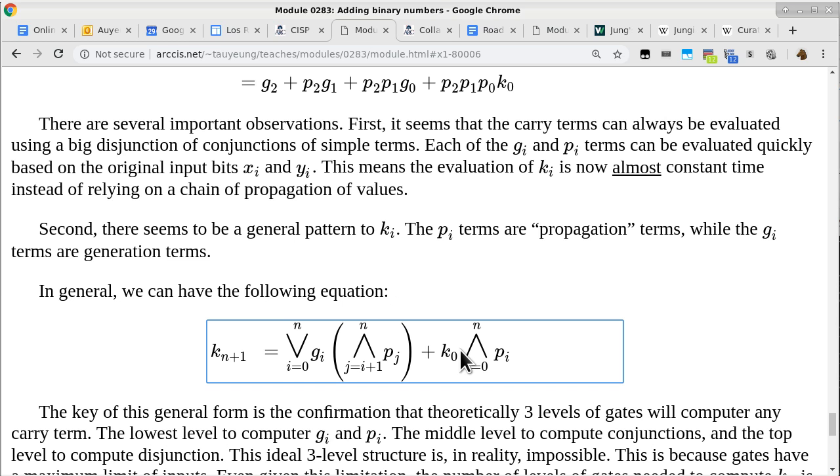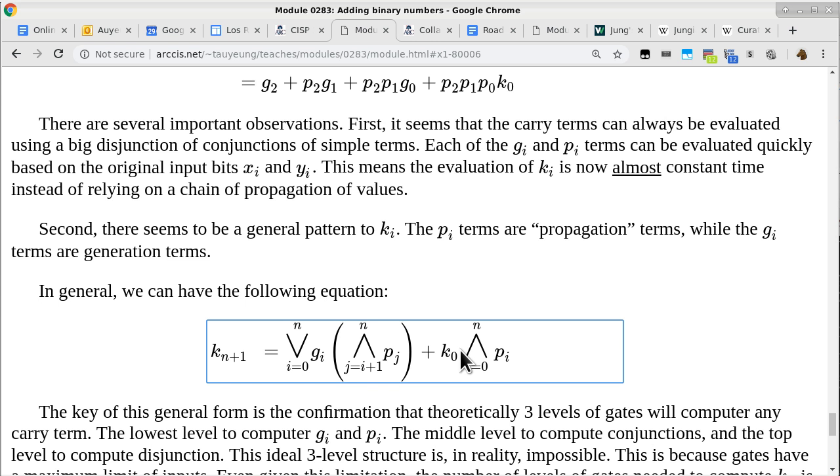But does everybody understand the nesting of these things? This big OR, each term of this big OR is this particular term here. This term itself is an AND of the PJ terms, okay? This is entirely one term. This is another term entirely. So this is a big AND of the PI terms, but you also have to AND the result of all the PI terms with K0. And that's your very last term.